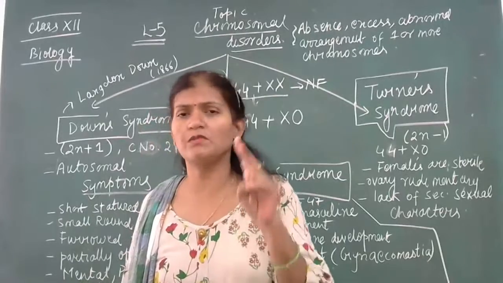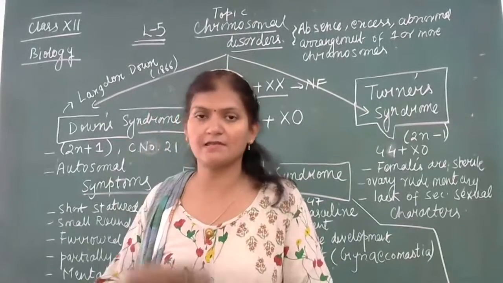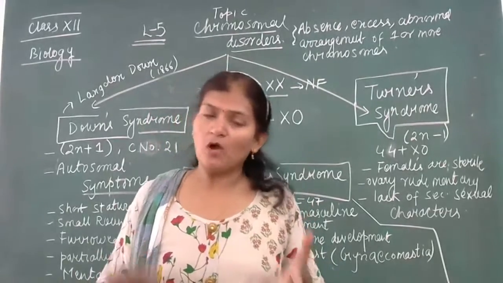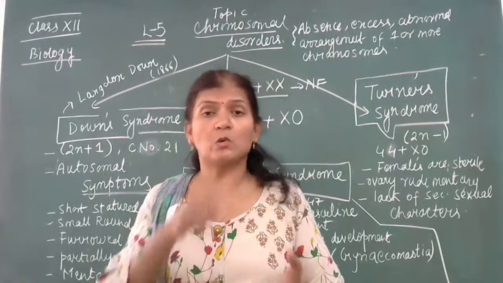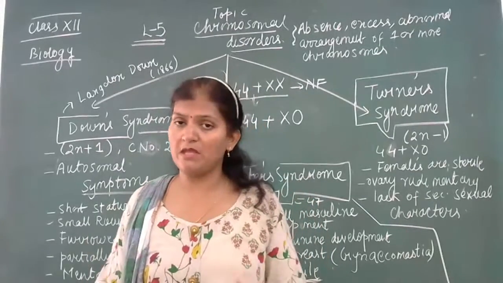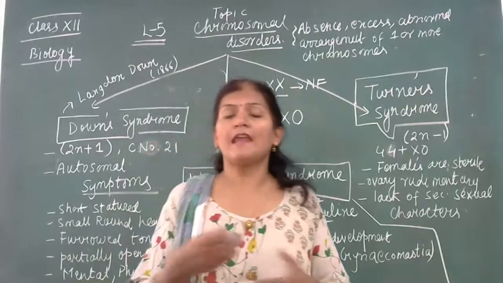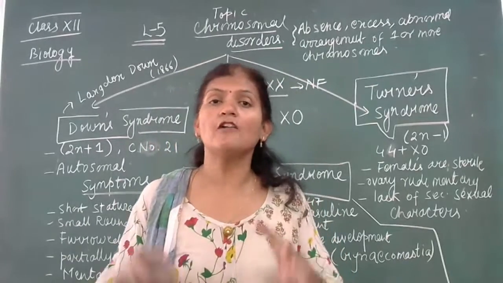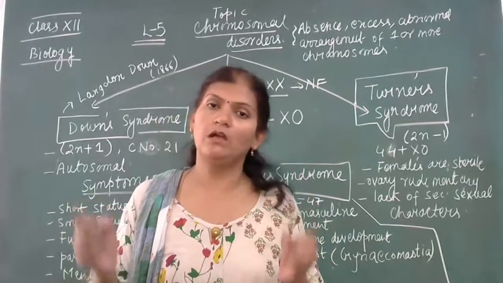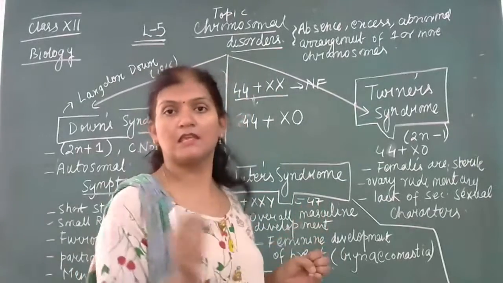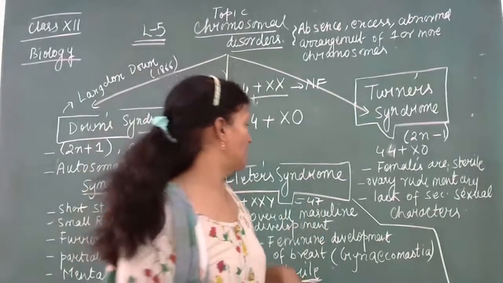inherits two X chromosomes, then only the female characteristics are developed. Okay, but what happens if a zygote inherits only a single X chromosome? It means that the female characteristics will not be fully formed in that particular type of female. So we'll see the symptoms of that particular disease.